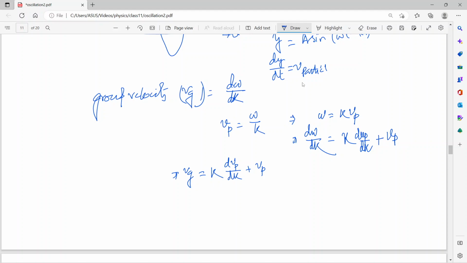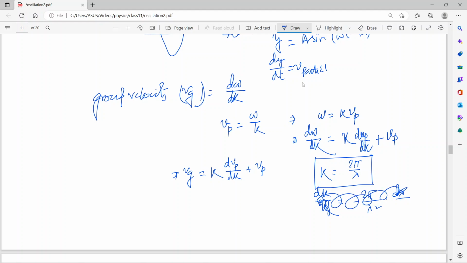And what we know, k is equal to 2 pi by lambda. So from that also, if we differentiate dk with respect to d lambda, starting from k equals 2 pi by lambda, this is minus 2 pi, which is common, times 1 by lambda square.